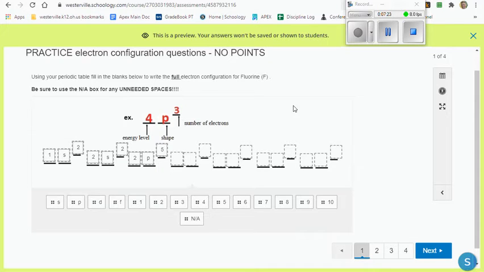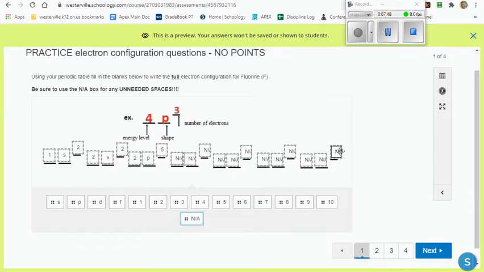So you have to grab NA, which stands for non-applicable, and you plop it in all the empty boxes that you don't need. It's a little cumbersome, but this is the best way that we figured to get you guys to actually write electron configurations. So you have to actually fill the blank boxes that you don't need with NAs.